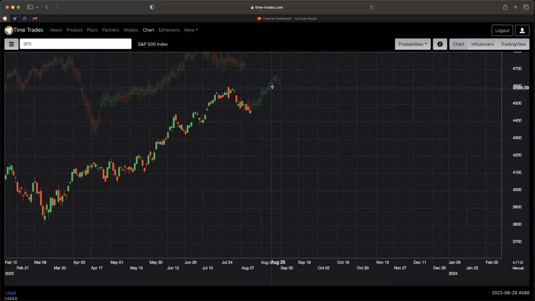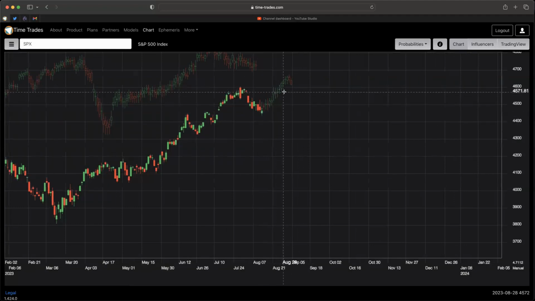Again, these are more indicative of pivots and direction. I don't use these to forecast actual price. We may end up making a new all-time high. We are up at 4,600, or we may make a lower high before that.